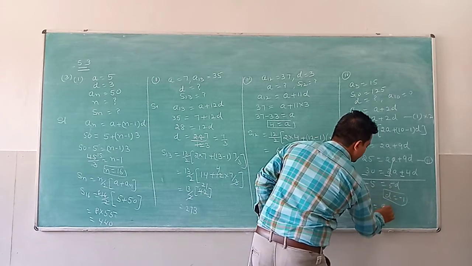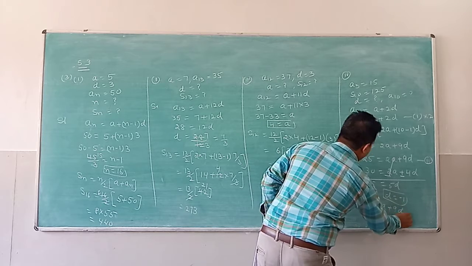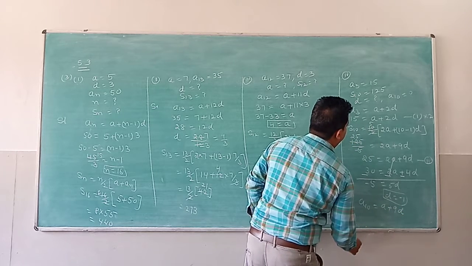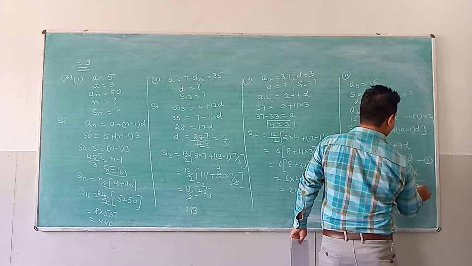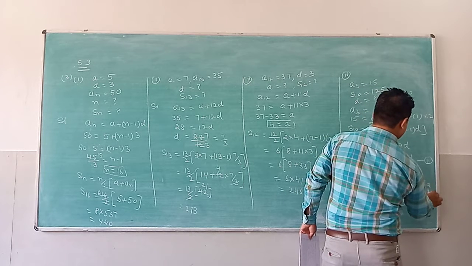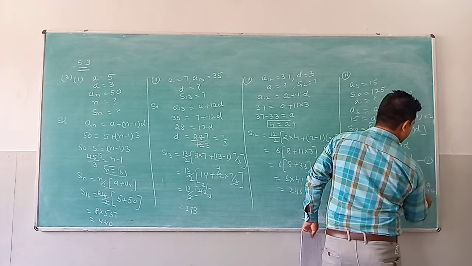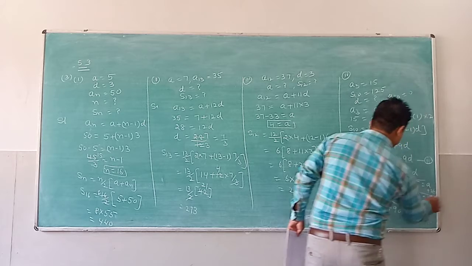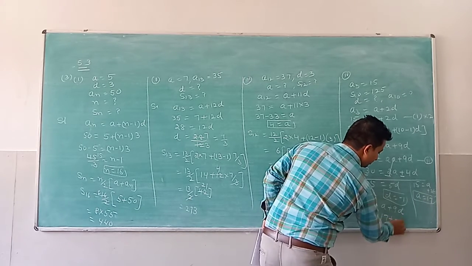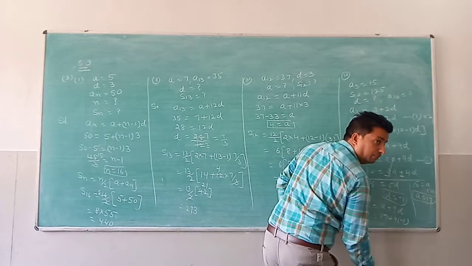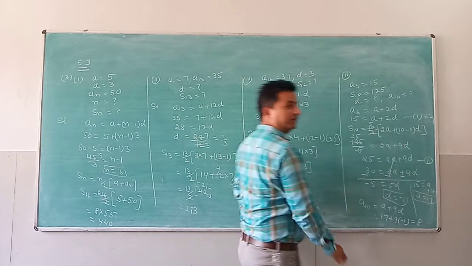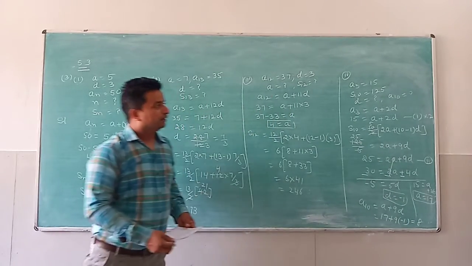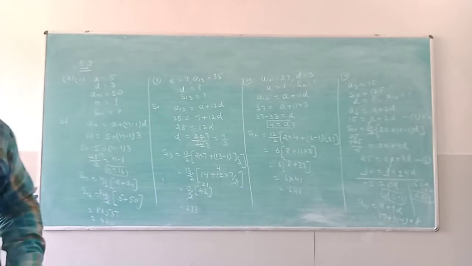A10 is a plus 9d. In this, to find a, put the value of d in this equation. D is minus 1, so a is 17. This is 17 plus 9 into minus 1. So this equals 8. So 8 is the 10th term of this AP.